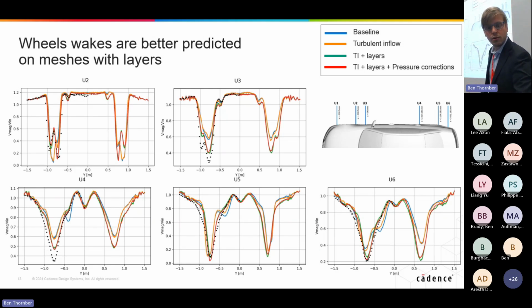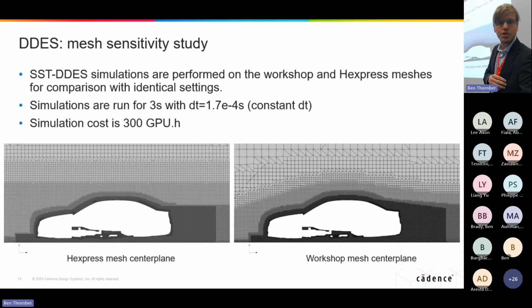In terms of looking at the individual weights, I'll go fairly quickly. This would be also in the cross-plotting, but we see that the improvement mostly comes indeed from the layers and pressure corrections as well. Moving on to our mesh sensitivity. How am I doing on time? Yeah, I'll go fairly quickly.